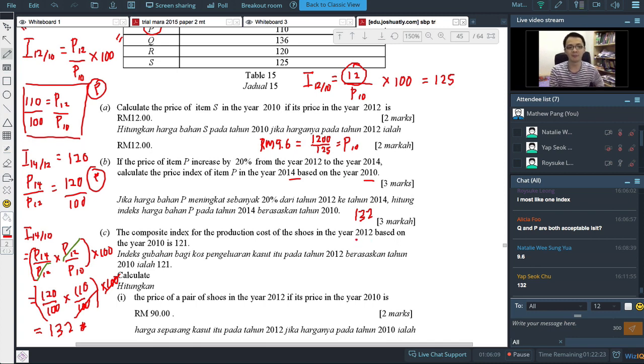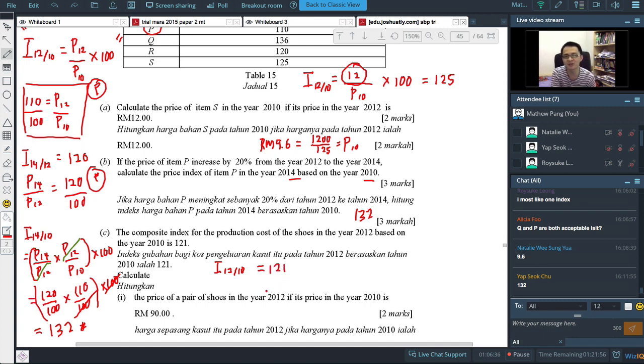So the composite index for the production cost of the shoe in 2012, based on the year 2010, is 121. This is the composite index, which means it combines all the P, Q, R, S already. Okay, this is the composite index. Alright, so it's 121.